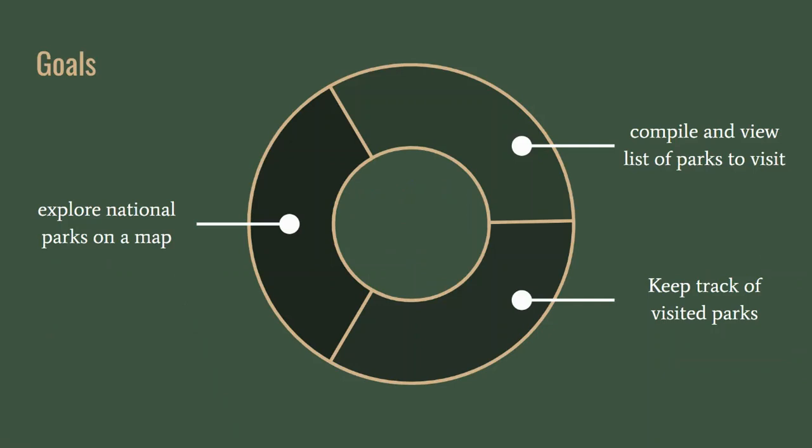The RAM National Parks app is an interactive map that allows users to explore the national parks of the United States, keep track of the parks that they have visited, and compile and view lists of parks that they want to visit in the future.